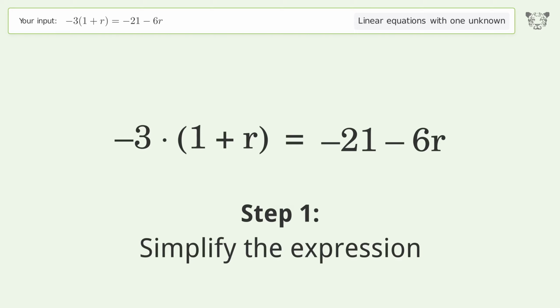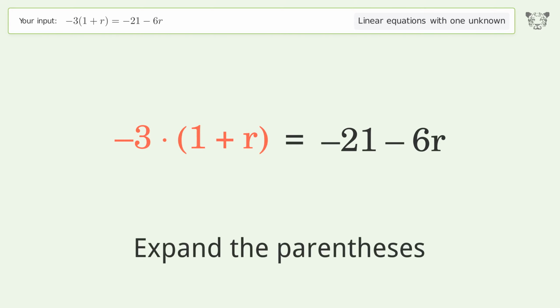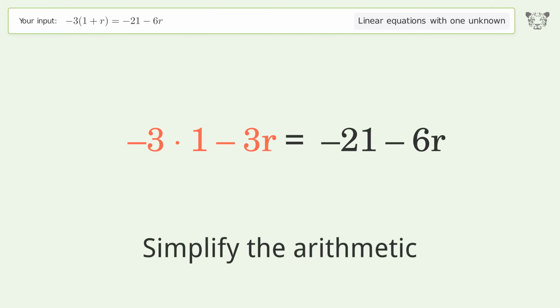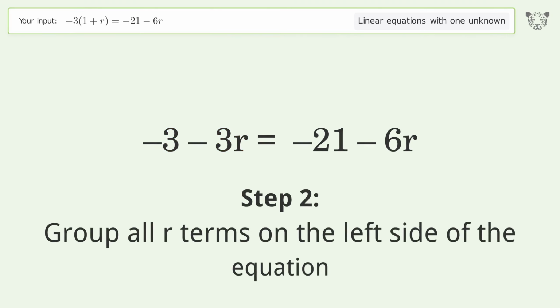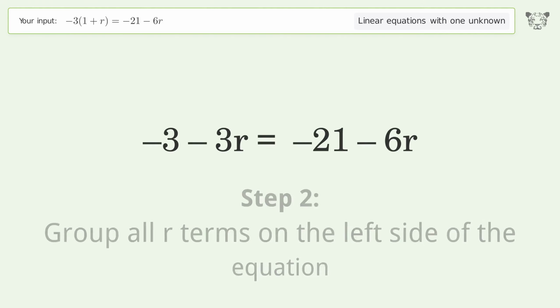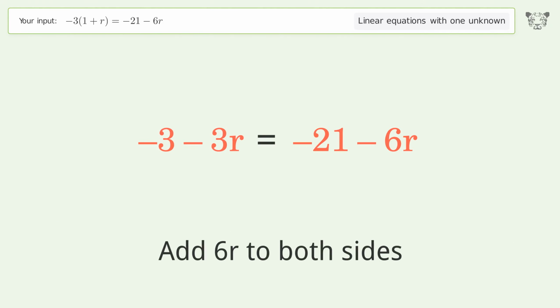Simplify the expression. Expand the parentheses. Simplify the arithmetic. Group all r terms on the left side of the equation. Add 6r to both sides.